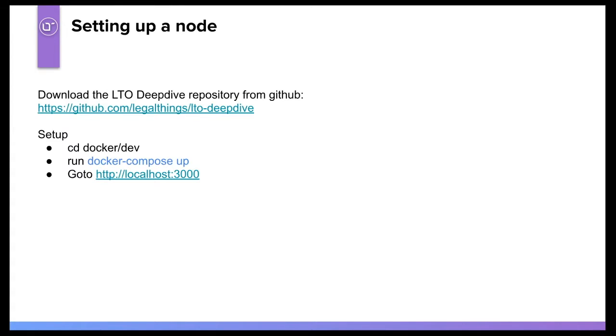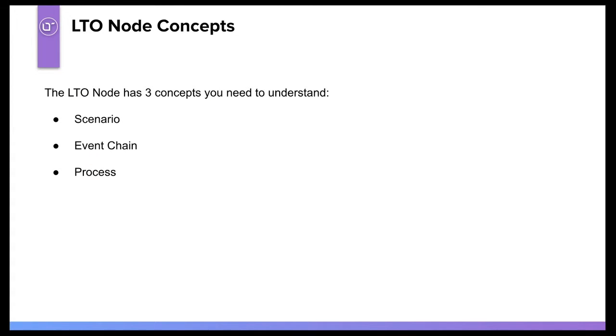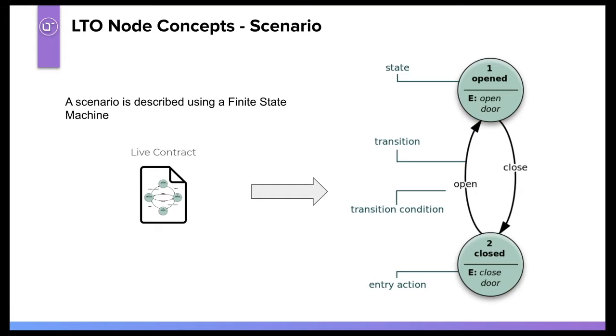Before we do so, I'd like to talk to you about three concepts you need to understand before starting to build a workflow. First, we have the scenario, the event chain, and the process. The scenario is basically the blueprint of your workflow. It is described as a finite state machine.